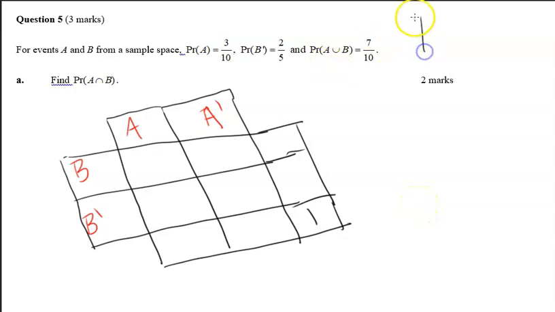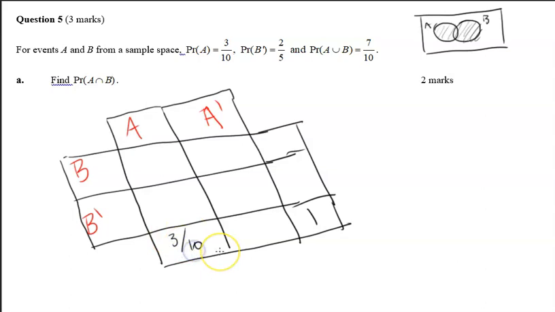Now, just in case, for visual sake, that's A and that's B. A union B is everything in that middle there. A and B is just that intersection. So let's fill out what we can. The probability of A happening is 3 out of 10. So regardless of whether B happens or not, over here we have 3 over 10.